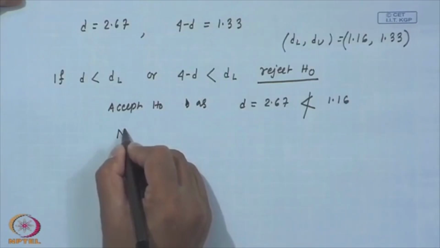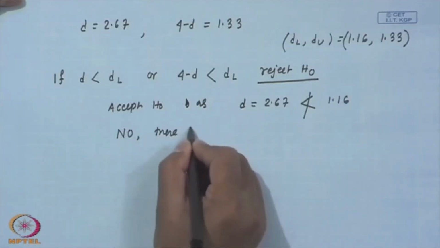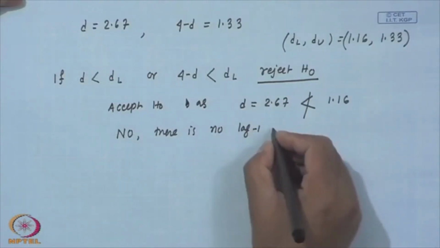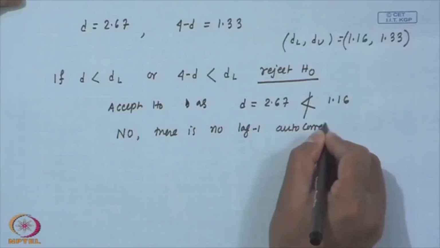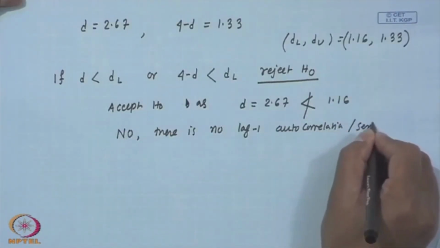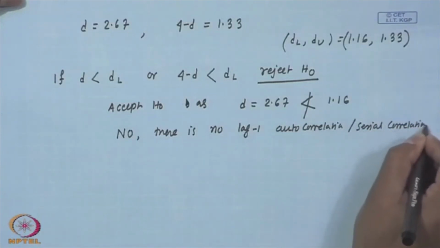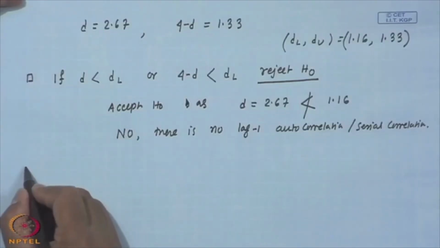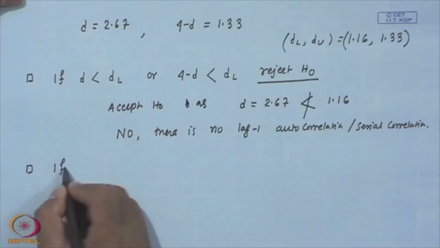no, there is no lag 1 autocorrelation or serial correlation. Okay, so this is the first one, and also what you can do is check with this one, and of course you will get the same result.